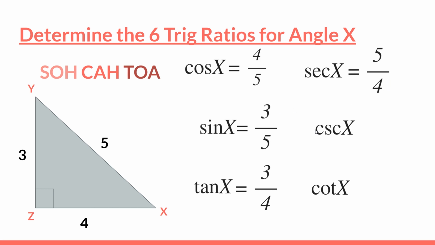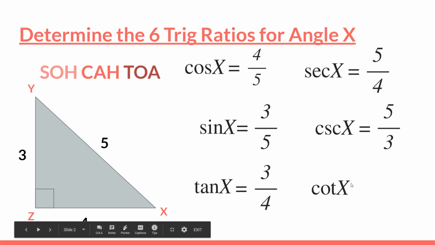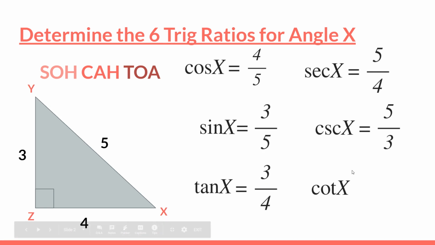And knowing that cosecant is the reciprocal of sine, and sine is the reciprocal of cosecant, therefore, we can say that 5 over 3 is the reciprocal of 3 over 5. Finally, we have cotangent, which is the reciprocal of tangent, and the reciprocal of 3 over 4 is 4 over 3.